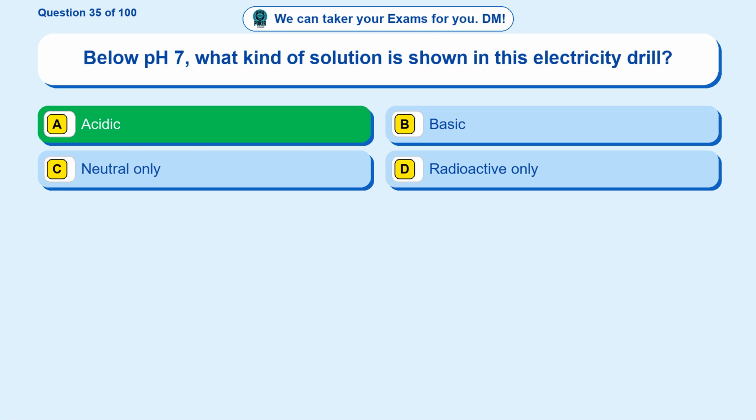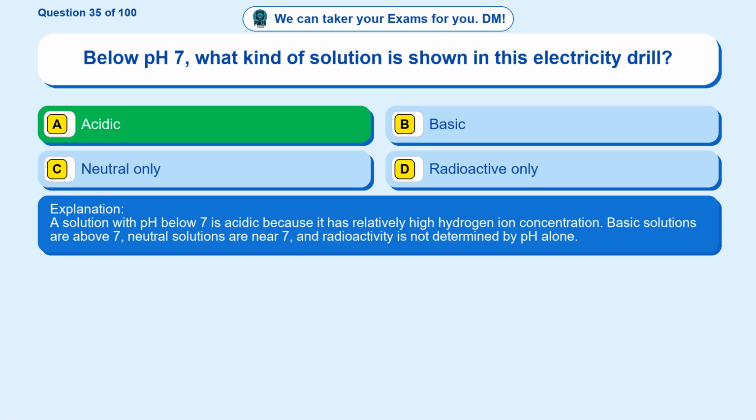Acidic. A solution with pH below 7 is acidic because it has relatively high hydrogen ion concentration. Basic solutions are above 7, neutral solutions are near 7, and radioactivity is not determined by pH alone.